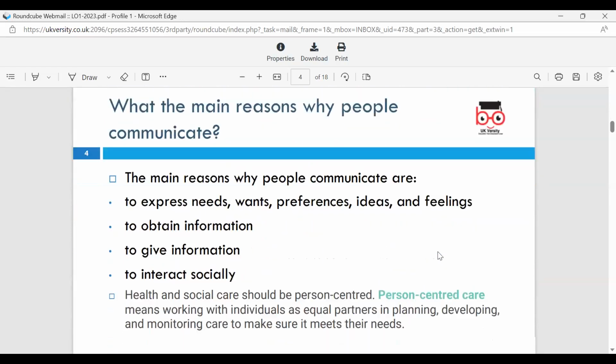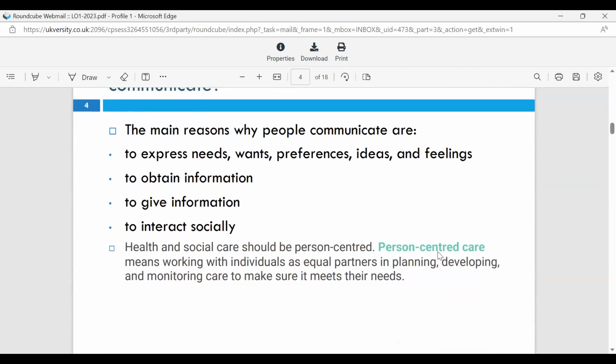What is the main reason why people communicate? There are several different reasons why they communicate. But the main thing is motivation so that they can convey messages to each other. More specifically, the reasons for communication can include things like, as we've said, to express needs, wants, preferences, ideas and feelings, to obtain information, to give information, to interact socially, to express oneself as well, and to show that you care. So you provide empathy and compassion, and to instruct the person is really important as well.